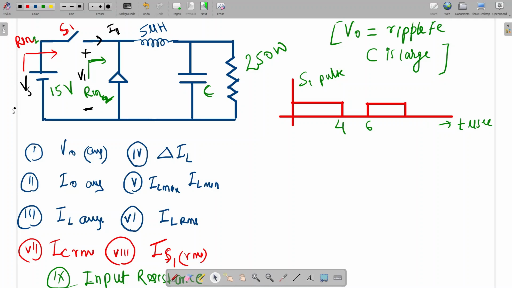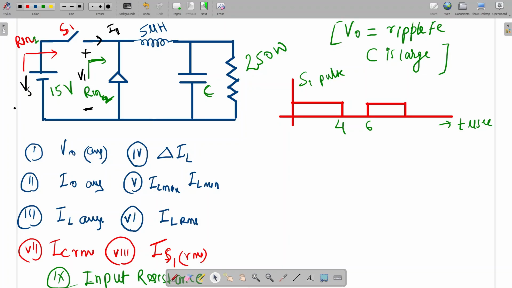So here I have taken a buck converter. All the data are given here. The input voltage is 15 volt and the output resistance is given. The power of the resistance is given as 250. Load power is 250.